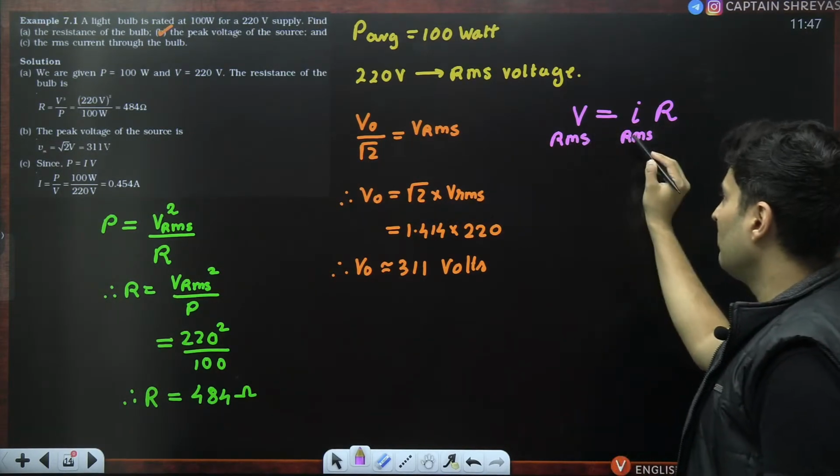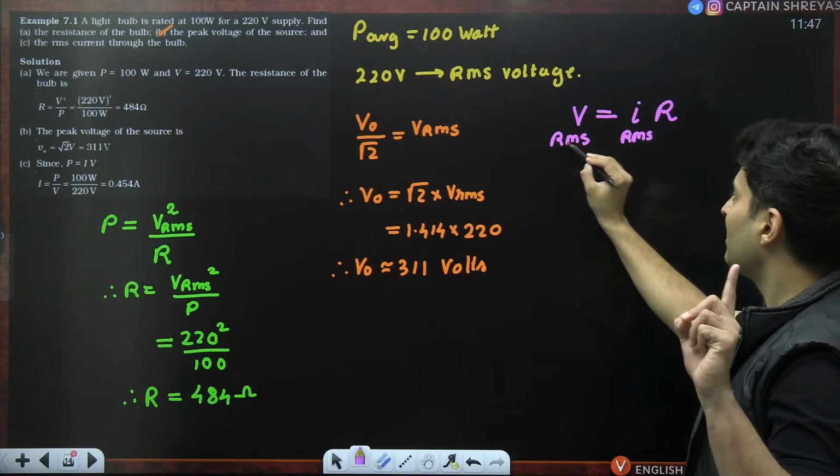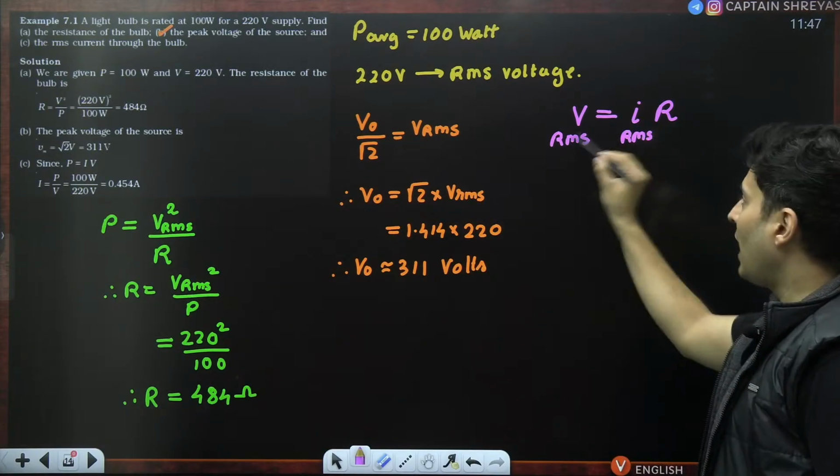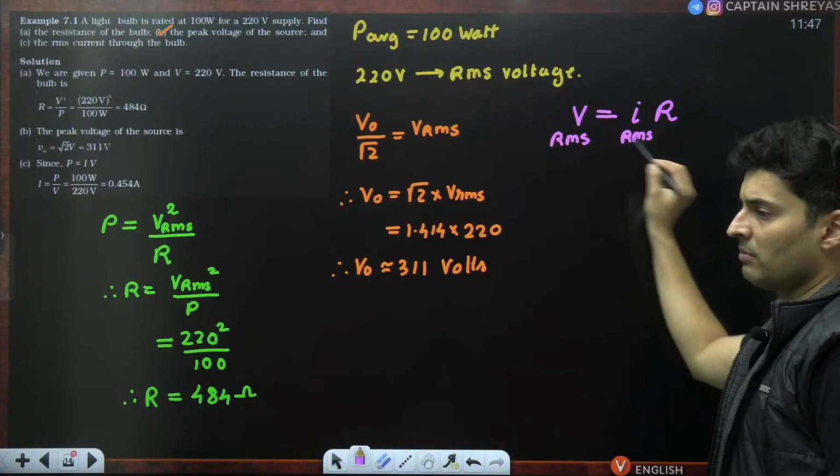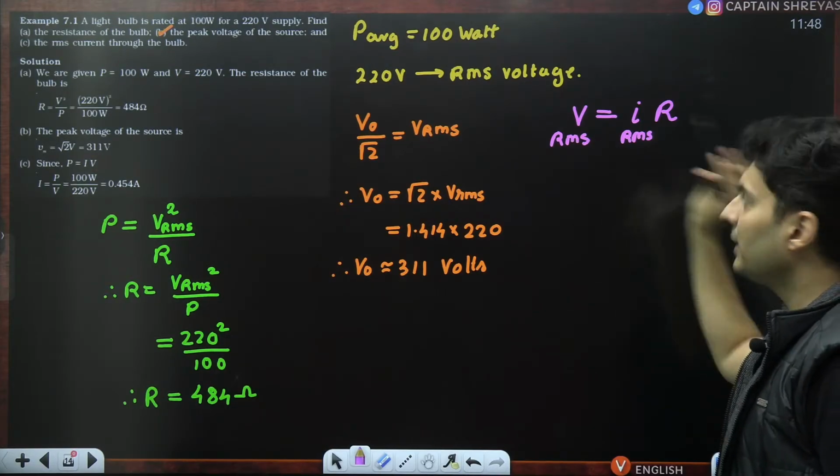This can't be maximum if this is RMS. That is not allowed. This is average, this is maximum. Not allowed. Average, average. RMS, RMS. Ram, Ram. Sita, Sita. Gita, Gita. Like that it is. Okay.